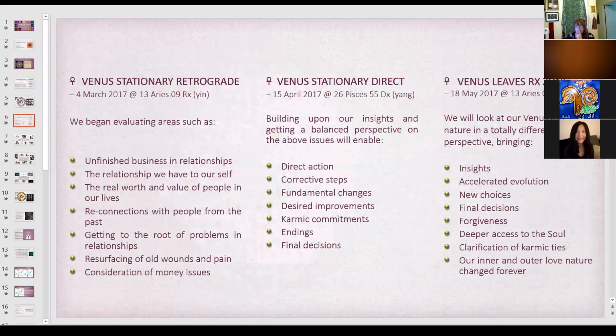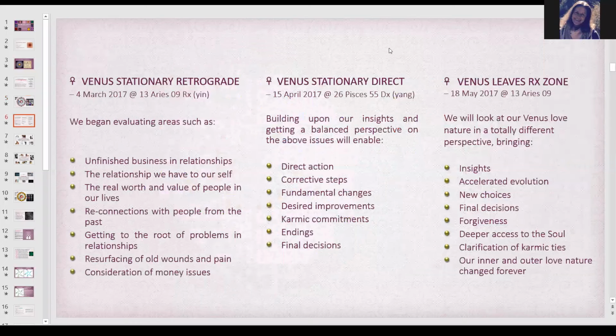So here's the Venus RX cycle in more detail. Venus stationary retrograde on the 4th of March. We began evaluating areas such as unfinished business in relationships, the relationship we have to ourselves, the real worth and value of people in our lives, reconnections with people from the past, getting to the root of problems in relationships, resurfacing of old wounds and pain, and consideration of money issues.